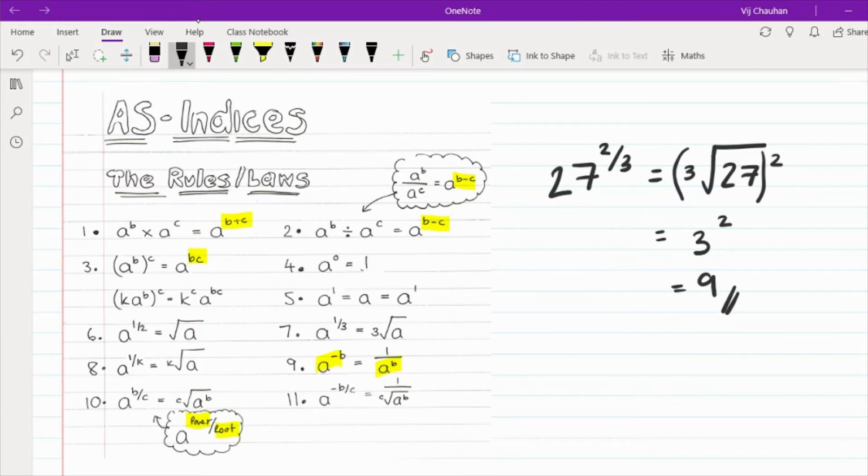So from that, we can then go from there. You would tend to find that if you do have a fractional power, one would definitely be easier to do first. But like I said, it shouldn't really make a difference.